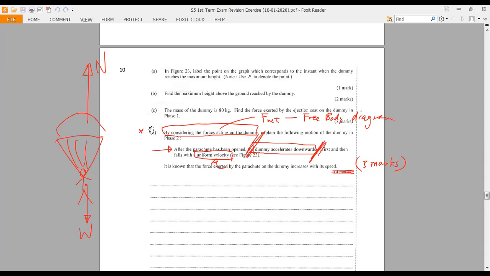First, why does the dummy accelerate downward? It accelerates downward because the weight is larger than N. Do you agree? If it accelerates downward, the weight has to be larger than the air resistance. So at the beginning, it travels at slower speed. The air resistance would also be smaller. So what you can tell is N depends on speed, or increases with speed, it would be better.